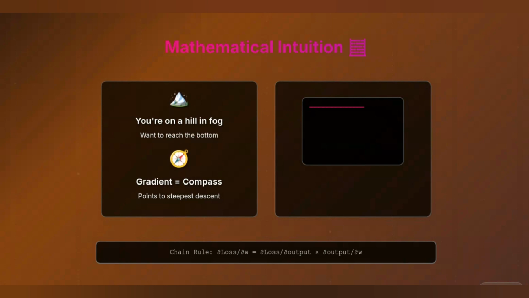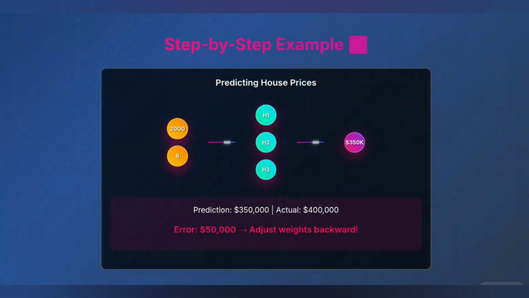Backpropagation uses the chain rule from calculus to efficiently calculate these gradients. Since the loss depends on the output, which depends on the previous layer, which depends on the layer before that, we can chain these dependencies together. Starting from the loss, we work backwards through each layer, calculating how much each weight contributed to the error. This gives us the gradients we need to update the weights. Let's walk through a concrete example.